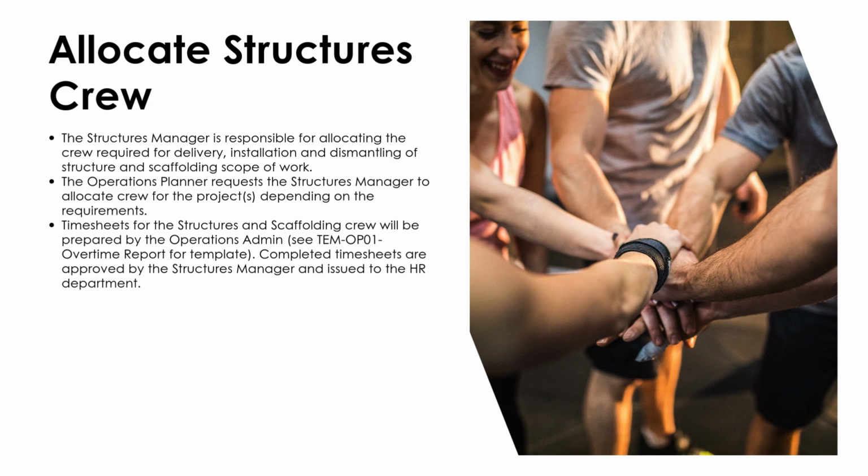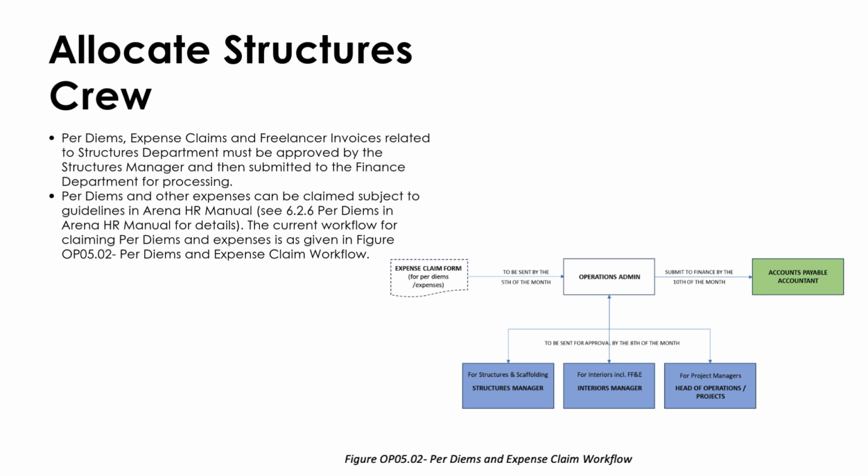Allocate structures crew. The structures manager is responsible for allocating the crew required for delivery, installation, and dismantling of the structure and scaffolding scope of work. The operations planner requests the structures manager to allocate crew for the projects depending on the requirements. Timesheets for the structures and scaffolding crew will be prepared by the operations admin. Completed timesheets are approved by the structures manager and issued to the HR department.